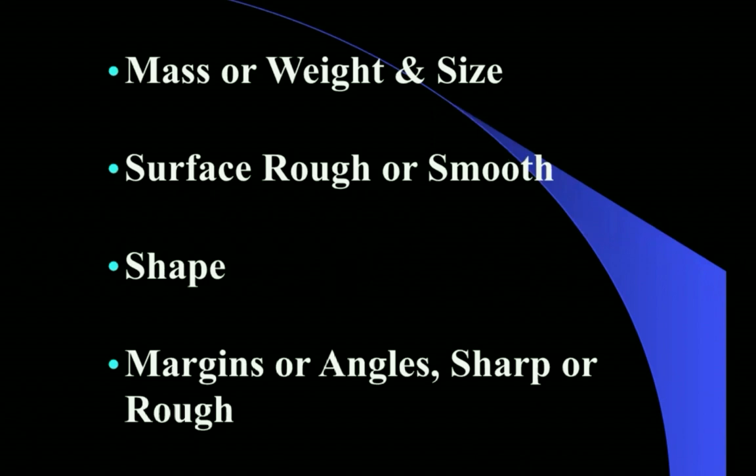The mass or the weight and the size of the weapon, its surface, which is either rough or smooth, its shape, its margins, and its angles, which are sharp or rough.